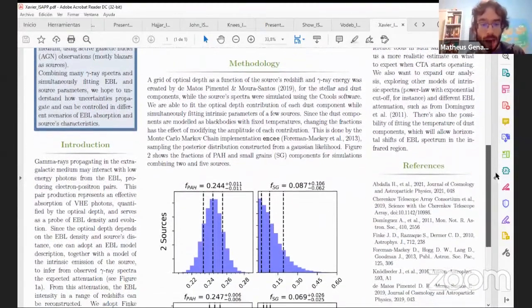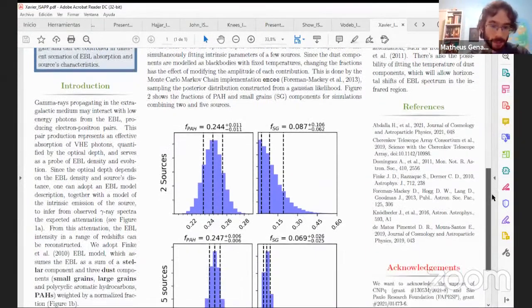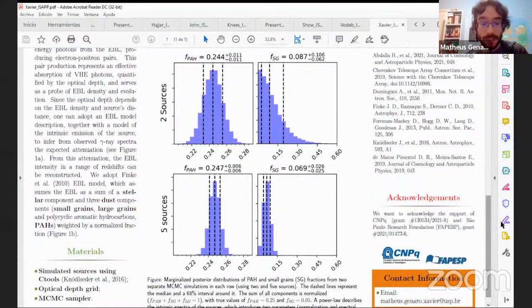So in figure 2, I present the result of an MCMC simulation, Markov chain Monte Carlo simulation, in which you fit this fraction in 2 cases. In the first row we combine 2 simulated sources, and in the second row, 5 simulated sources. We can see the expected, though preliminary, result: when you combine many observations, we have reduced uncertainties, and we can constrain the EBL properties even better.